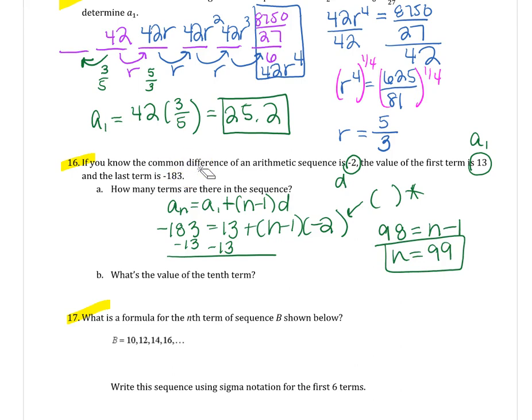So what if I want the value of the 10th term? Well, now I can use an explicit formula. I know the first term is 13. I'm going to plug in 10 for n. And I know my common difference is -2. So all I'm doing is plugging in to this formula right there. I go ahead, I evaluate it, and I should get -5.